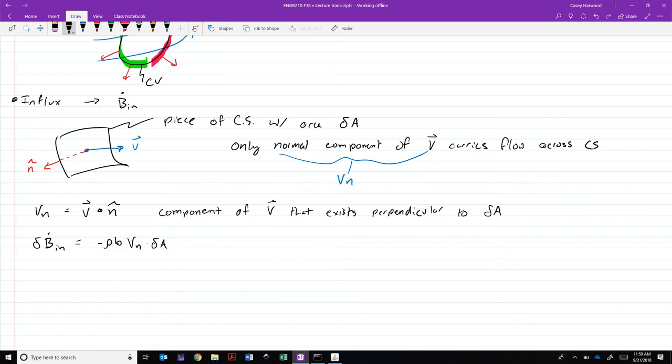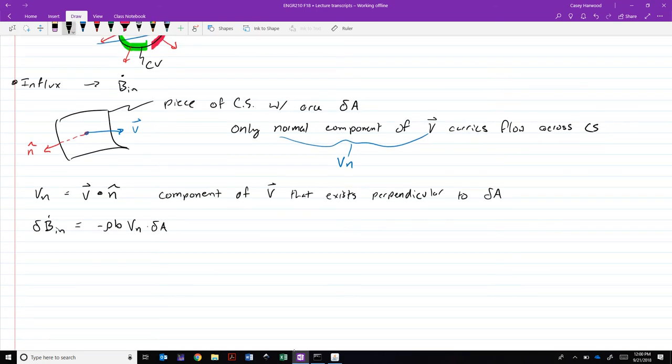Basically, rho times b times dA is going to give us the amount of B per unit depth. And then the velocity normal to the surface area there is going to give us the distance traveled per unit time. So if we look at just the V_n dA, that's the amount of volume being carried across the control surface per unit time. Multiply that by rho, we get the amount of mass per unit time. And then by little b, we get the amount of big B per unit time crossing just that tiny little area.